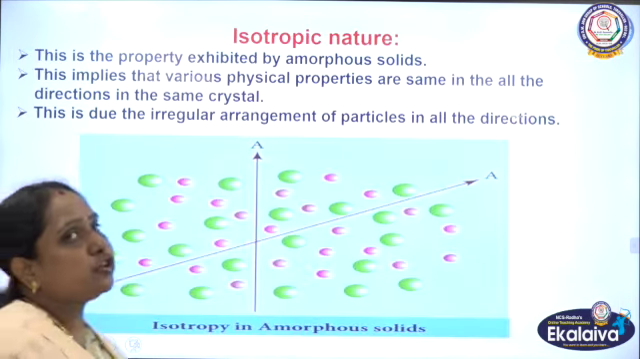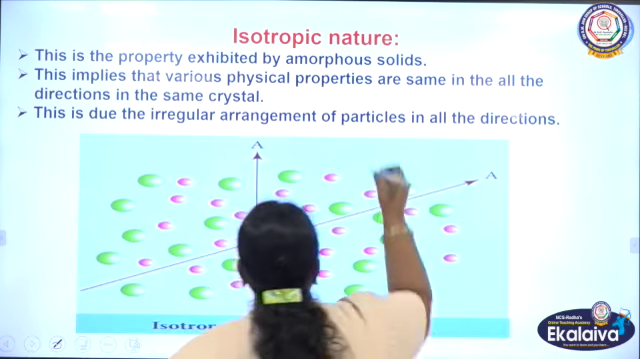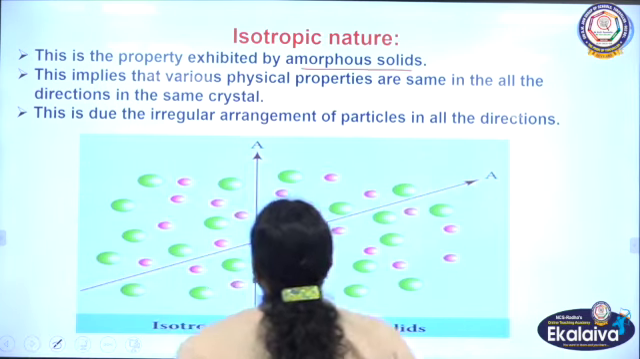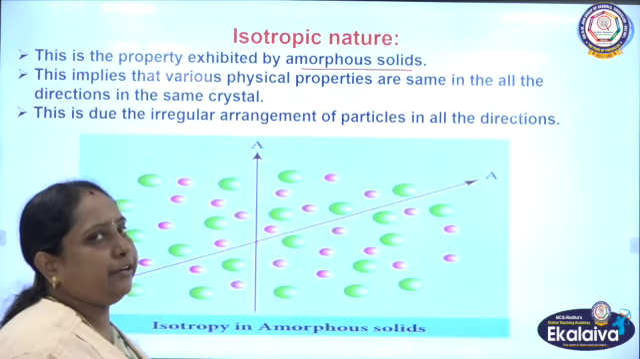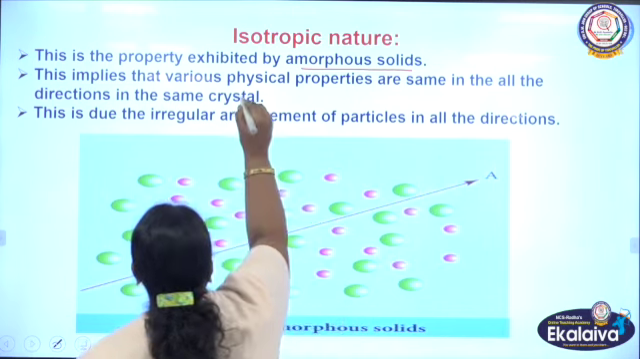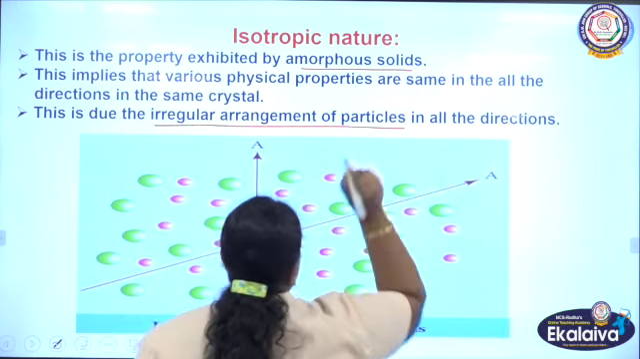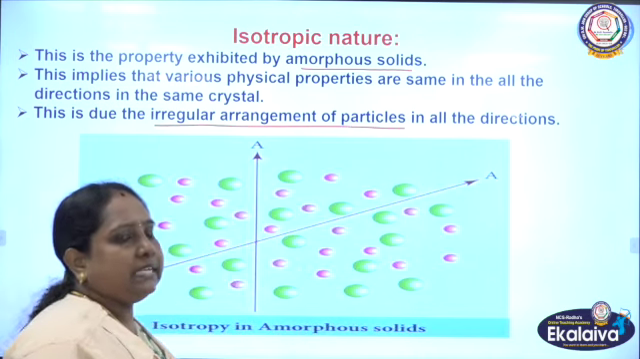Next, isotropic nature. Of course, it is exhibited by amorphous solids. Amorphous solids will exhibit this kind of property. So why is this property exhibited by amorphous solids? Actually, it is due to the irregular arrangement of particles in all the directions.